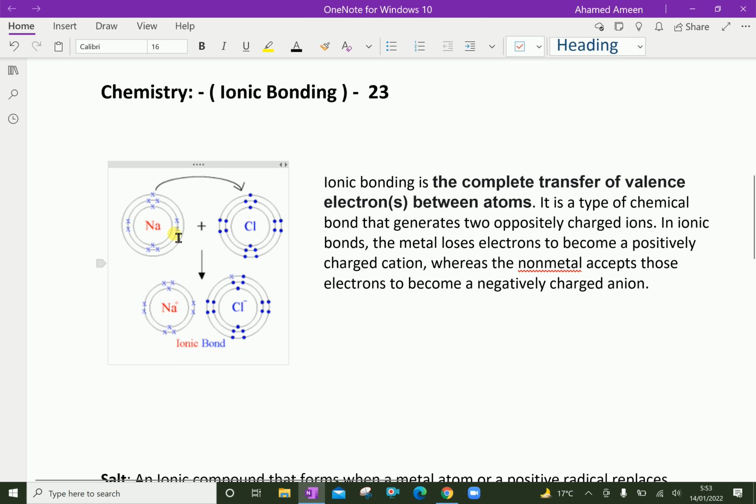Look at the figure. Here, a sodium atom has one excess electron in its outermost orbit. It transfers completely to the chlorine atom. The chlorine atom already has 7 valence electrons, and it accepts 1 electron. After losing 1 valence electron, the sodium becomes a positively charged ion, and by accepting 1 electron, the chlorine atom becomes a negatively charged ion. And then a strong bond between the sodium ion and chlorine ion happens, which is called an ionic bond.